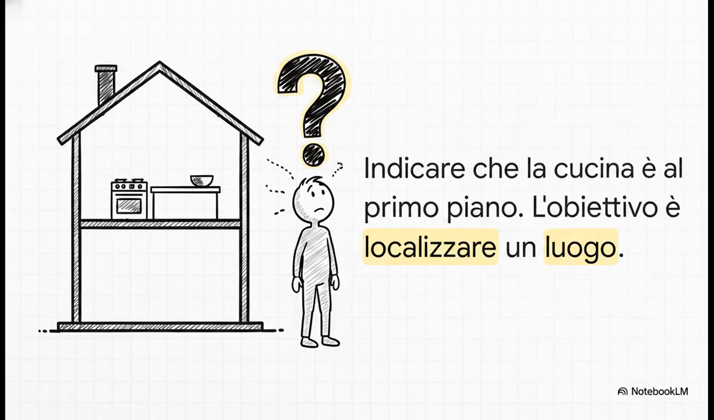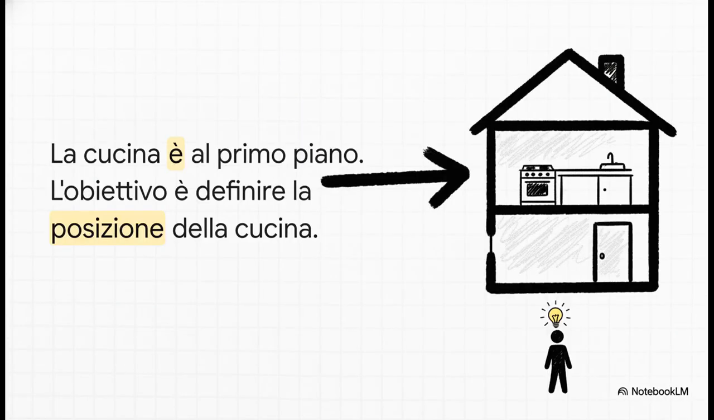All right, second one. We need to say that the kitchen is on the first floor. What's the goal this time? It's pretty clear, right? We're locating the kitchen. So, of course, we use essere. La cucina è al primo piano. The focus isn't on what else might be on the first floor. We're just giving the precise location of the kitchen. We are firing up our verbal GPS.